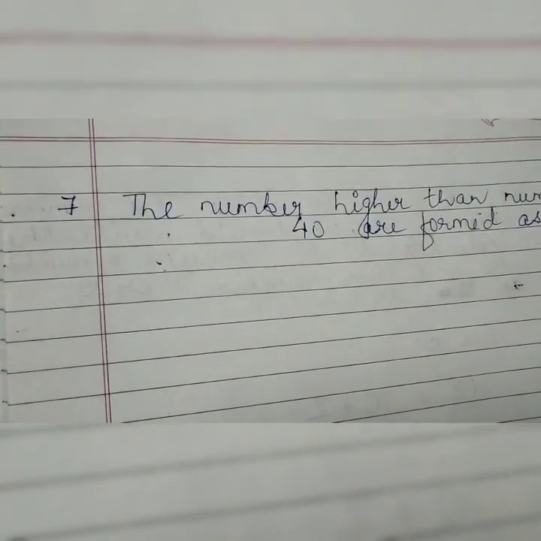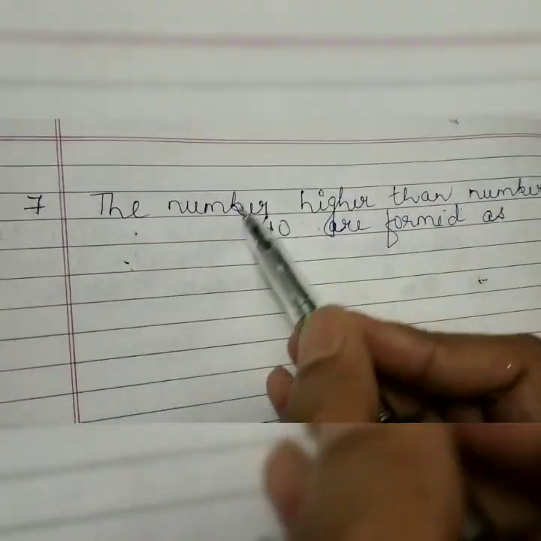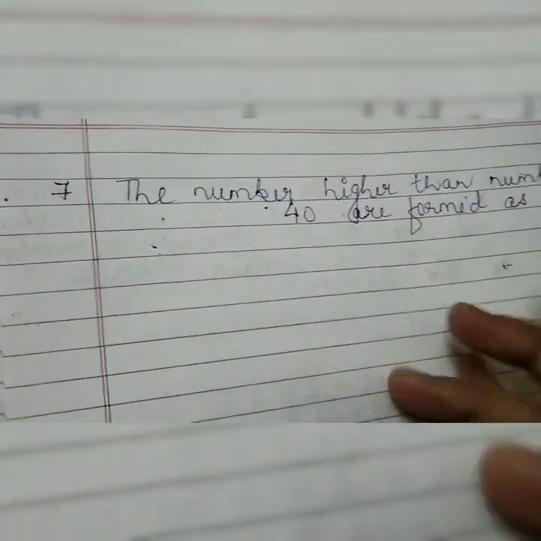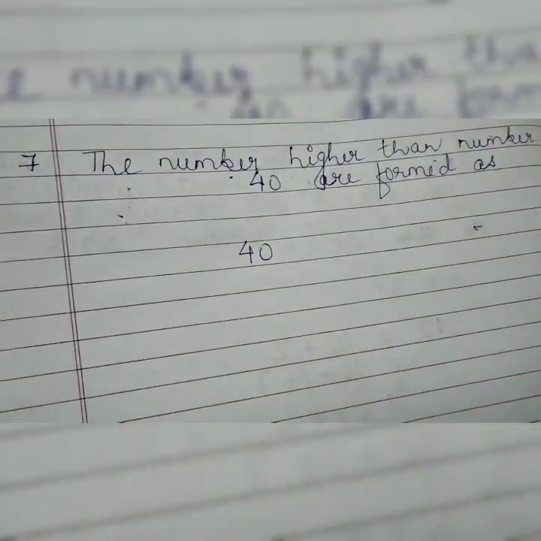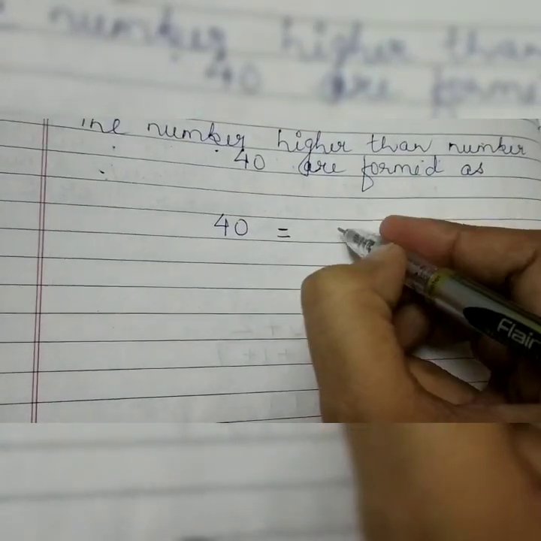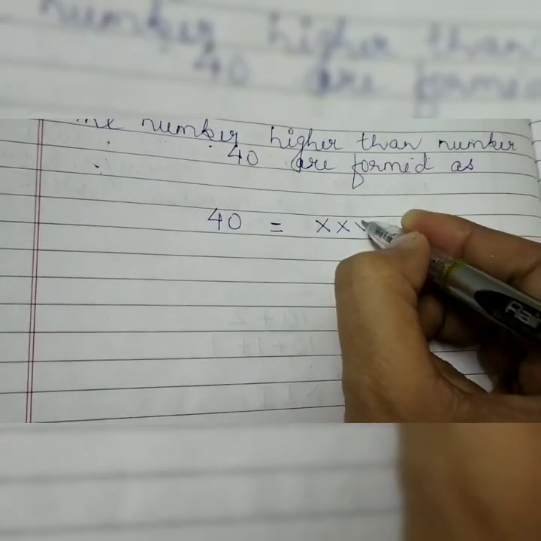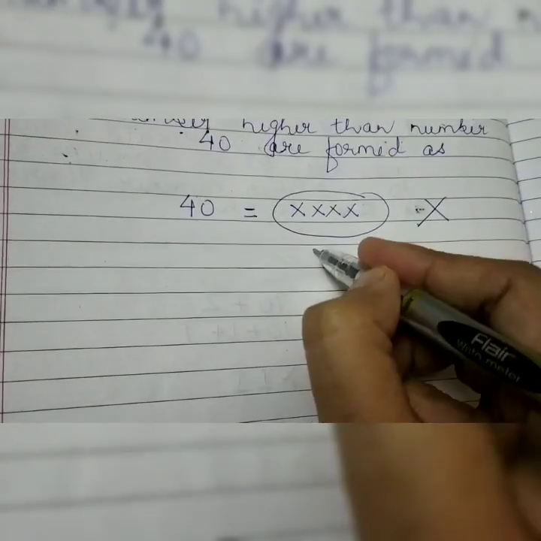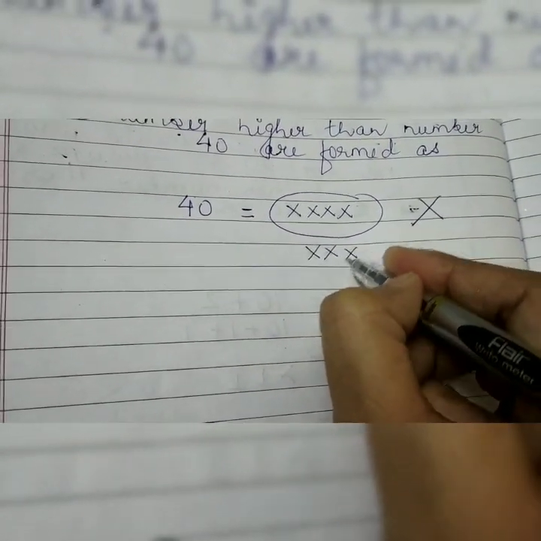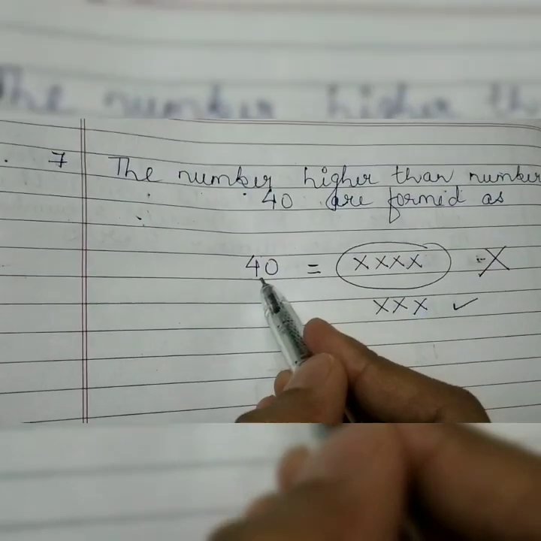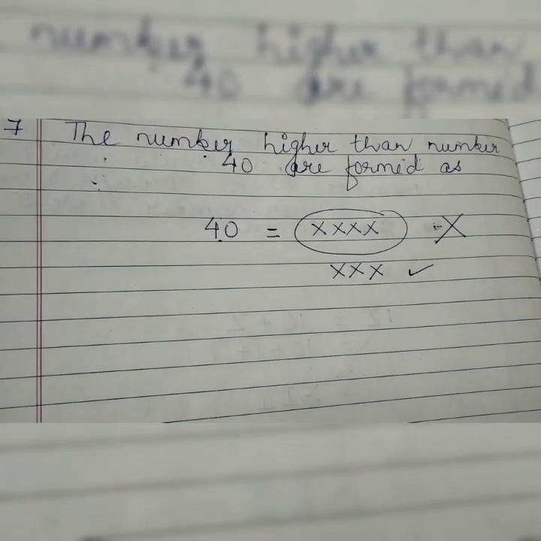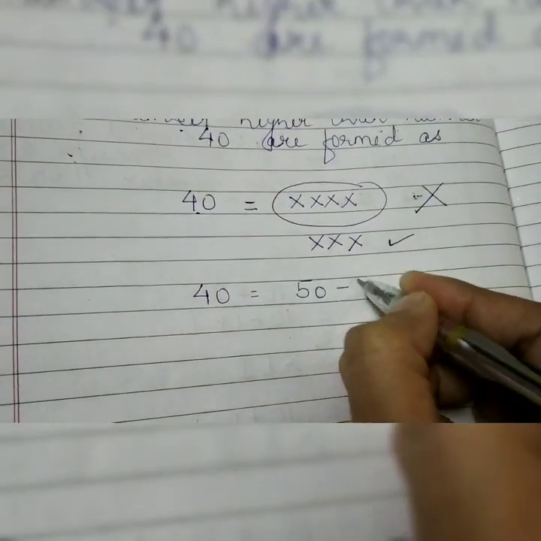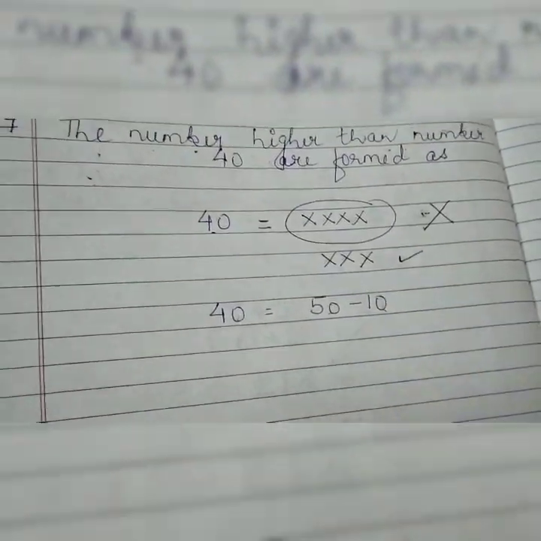Now one more rule, number 7. The numbers higher than 40 are formed as follows. Firstly, I will explain how to write 40. Now if we write 10, 10, 10, 10, this is invalid because we can write 10 up to only 3 times, but this is the number 40. So how will we write this number? Can we write 40 as 50 minus 10? 50 minus 10 is equal to 40.